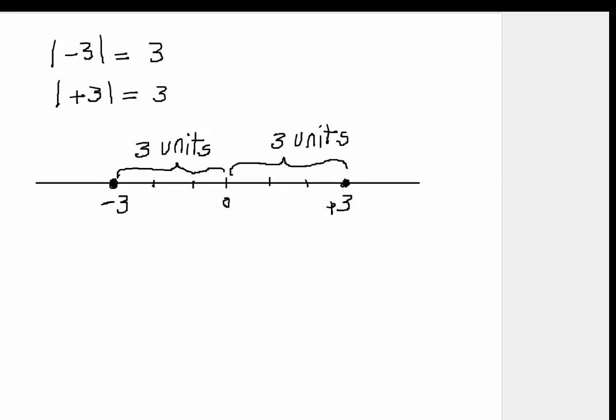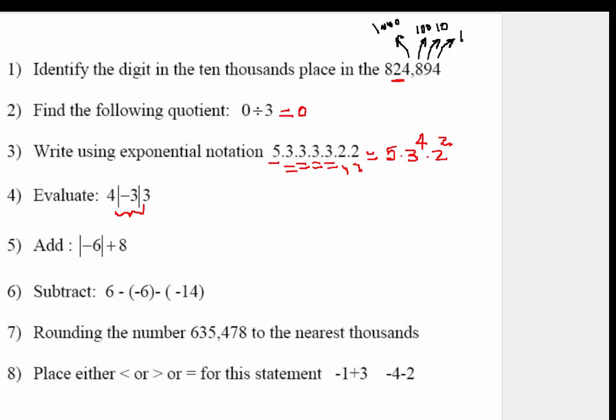So in this case, we have 4 times, instead of absolute value of minus 3, I'm going to replace it with 3, and then I have 3. So when I multiply all these numbers together, 36.